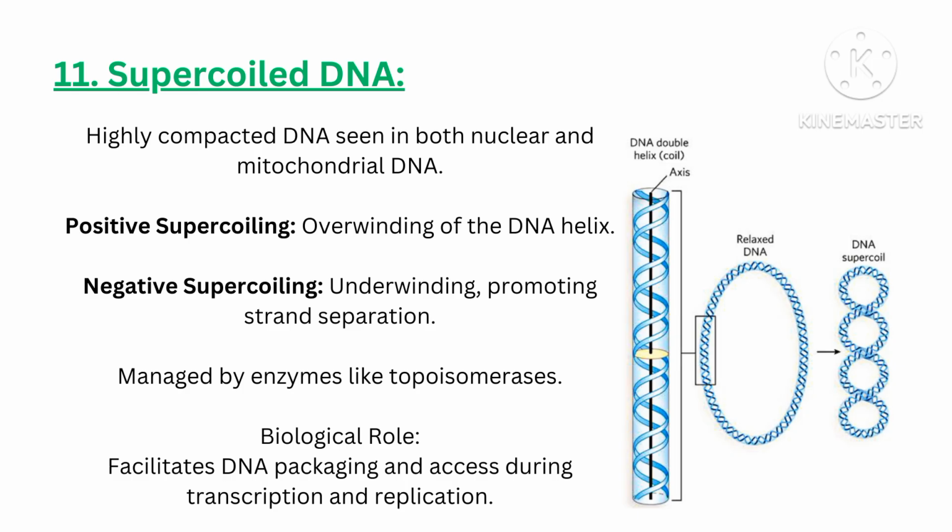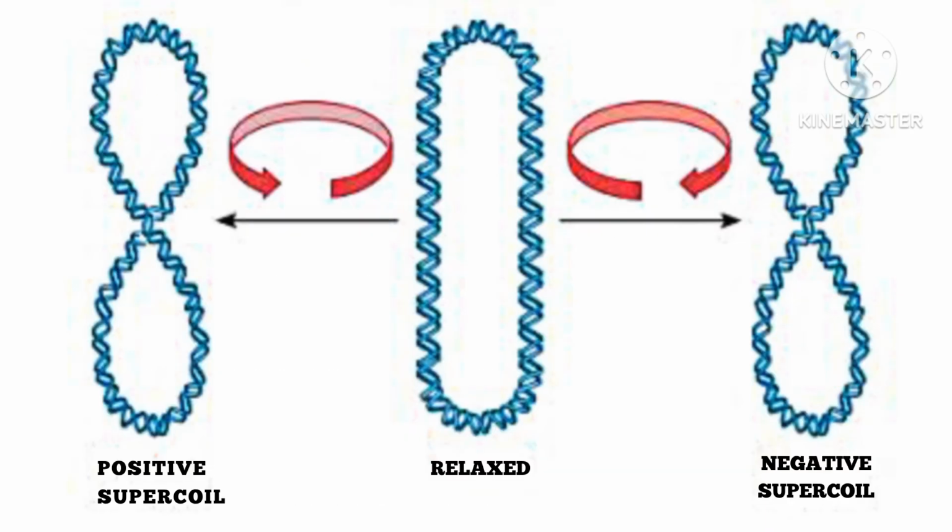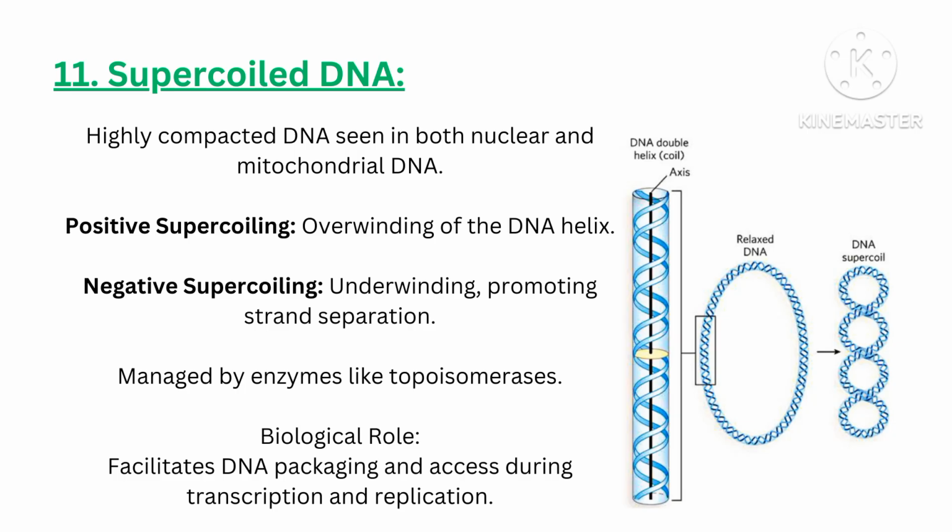11. Supercoiled DNA. Features: highly compacted DNA seen in both nuclear and mitochondrial DNA. Positive supercoiling: overwinding of the DNA helix. Negative supercoiling: underwinding, promoting strand separation. Managed by enzymes like topoisomerases. Biological role: facilitates DNA packaging and access during transcription and replication.